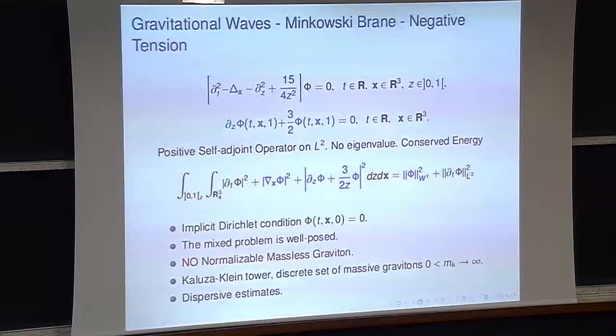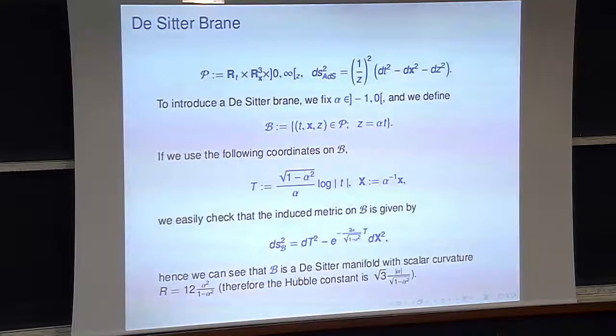Now, I would like to describe a new model, a model of moving brane, essentially a de-Sitter brane. It's given by a submanifold of the Poincaré patch. The Poincaré patch is defined by this manifold and this metric. And the de-Sitter brane is just the submanifold given by Z equal alpha t, alpha between minus 1 and 0. A picture will follow.